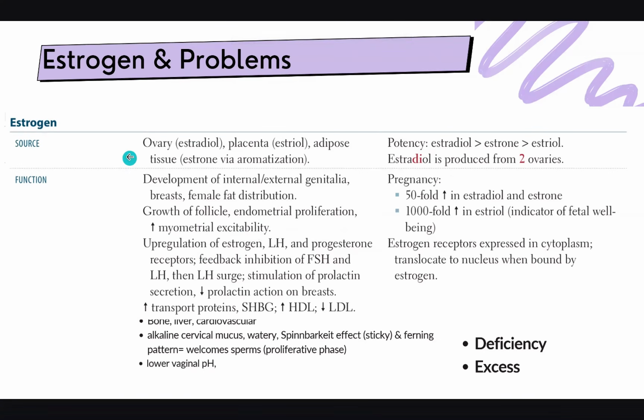Before moving on to that, estrogen is released from three places. We have the ovary in the form of estradiol, which is the most potent form of estrogen. Then we have the peripheral conversion of testosterone to estrogen, in the form of estrone in the fat cells. And then the other one is in the placenta, which is the estriol, all right? So these are the three forms of estrogen.